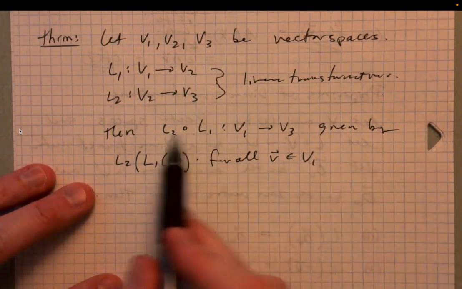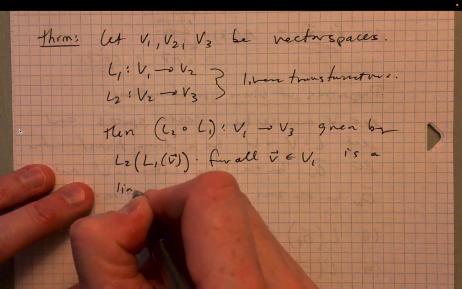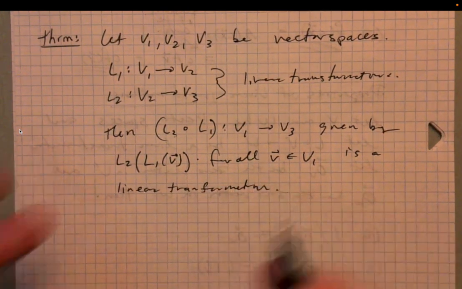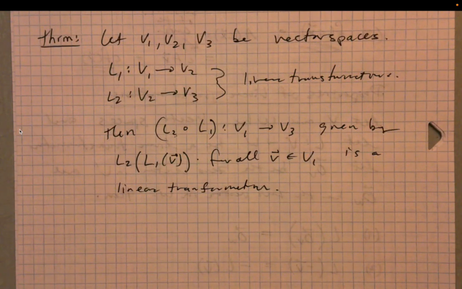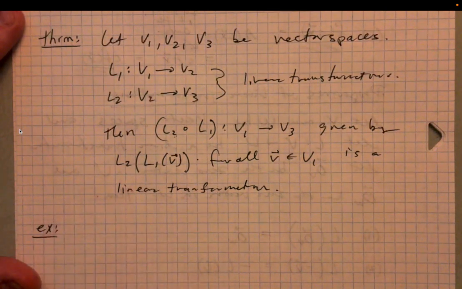This composition here is a linear transformation as well. Right? So basically, if I have two linear transformations and I compose them, then I get a new linear transformation. Okay? So the composition of linear transformations is a linear transformation. Let's see an example here. Let's do a nice example.